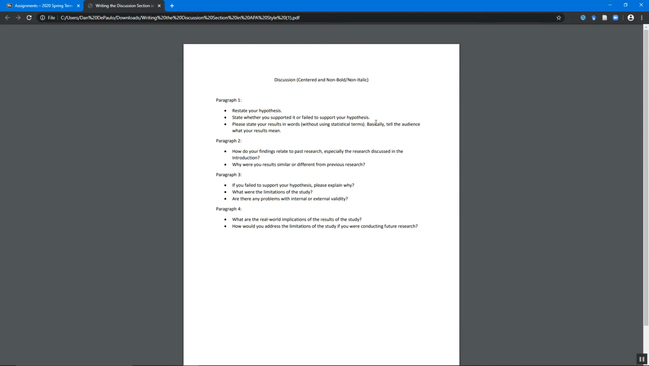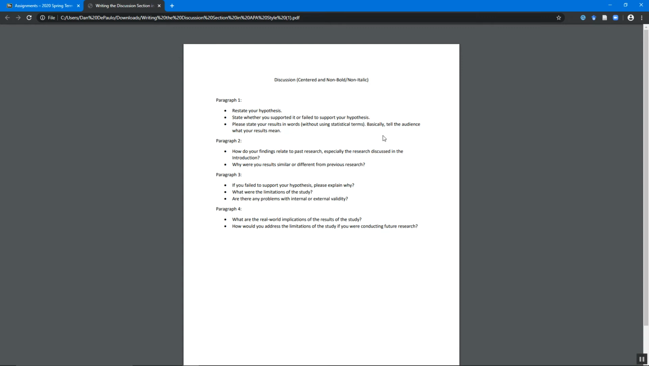State your results in words. What do your results mean? You're not going to put the t-values and the p-values in here, but you're going to talk about how there was no difference between men and women in terms of the number of correct items on the mental rotation task and the time it took to complete the mental rotation questions. But there was a significant negative correlation between hours slept and the time it took you to complete the mental rotation task.